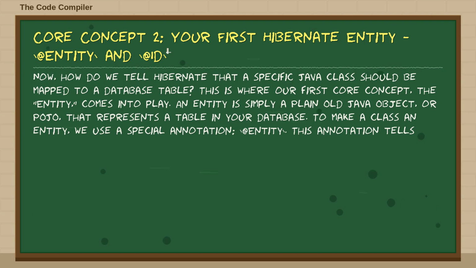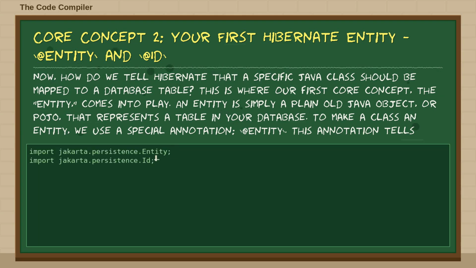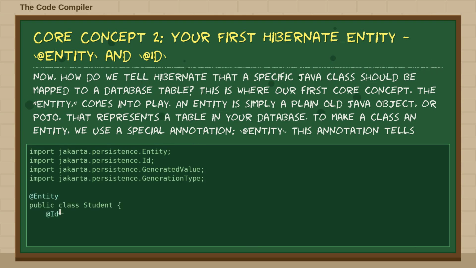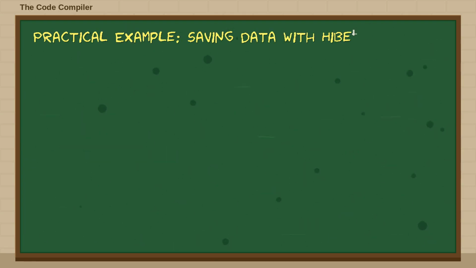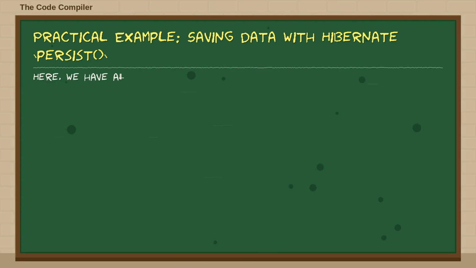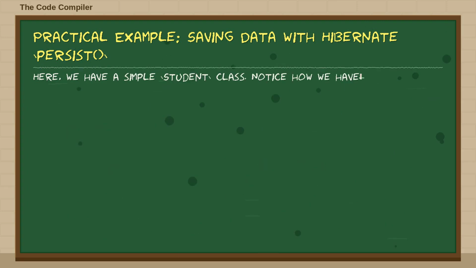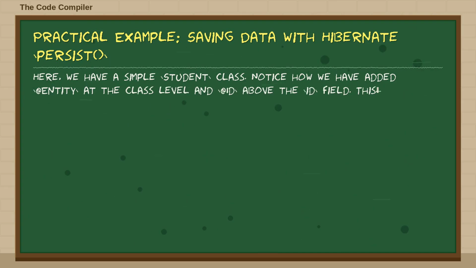For that, we use the @Id annotation on one of our fields, typically an identifier like studentId. This marks that field as the primary key for the corresponding table. It is like giving each Lego brick a unique serial number so we can always find it. Let us look at a simple example. Here, we have a simple Student class. Notice how we have added @Entity at the class level and @Id above the ID field. This Student class is now ready to be managed by Hibernate.